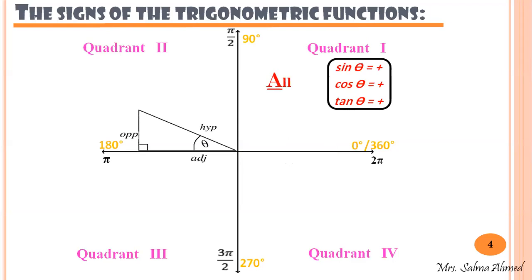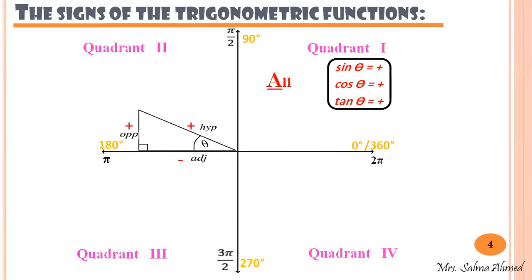If I have theta between 90 and 180, I found that the adjacent is on the negative side of the x-axis, the opposite is parallel to the positive side of the y-axis, so it's positive, and the hypotenuse is always positive. So the opposite is positive, the adjacent is negative, and the hypotenuse is positive.